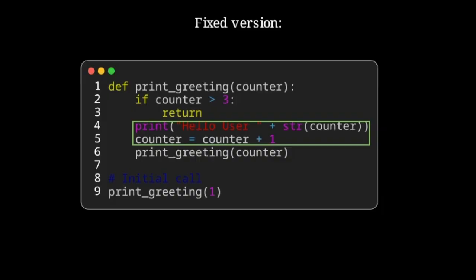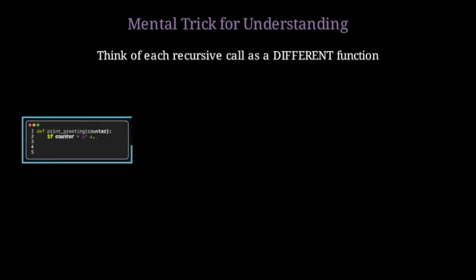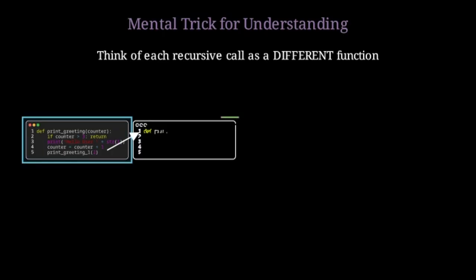I can see that I am calling the function, but then it calls itself again, but with the counter being 2, and then calling itself again? In order to understand what is happening, let us help ourselves by using a mental trick. Imagine we have an initial function that calls print greeting and is executed.